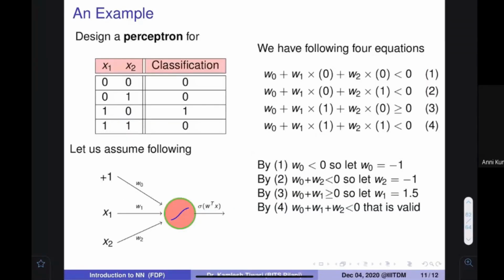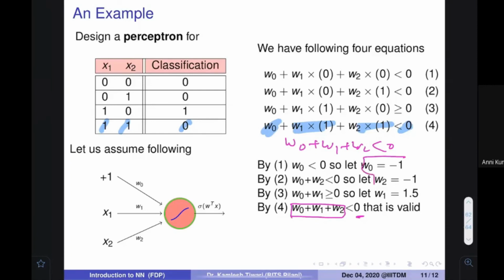And the next equation comes that 1, 1, 0 means W0 plus W1 plus W2 should be less than 0. So this value should be less than 0. Because of my choices which I have done, it is satisfied. Otherwise I would have to do some kind of modification over here. So you got this value.